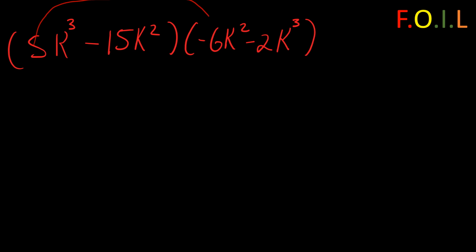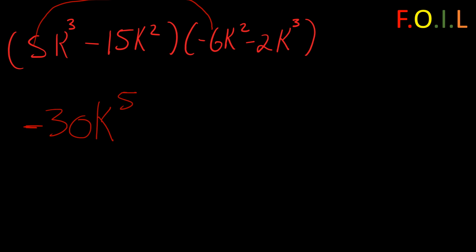5k cubed times negative 6k squared, right? So I'm multiplying a positive and a negative, which is going to give me a negative, right? 5 and 6 is just going to be 30. And then I have k cubed and k squared. They both have k's in them, so we're just going to add the exponents. I get k to the 5th. Let's move on to our outer.